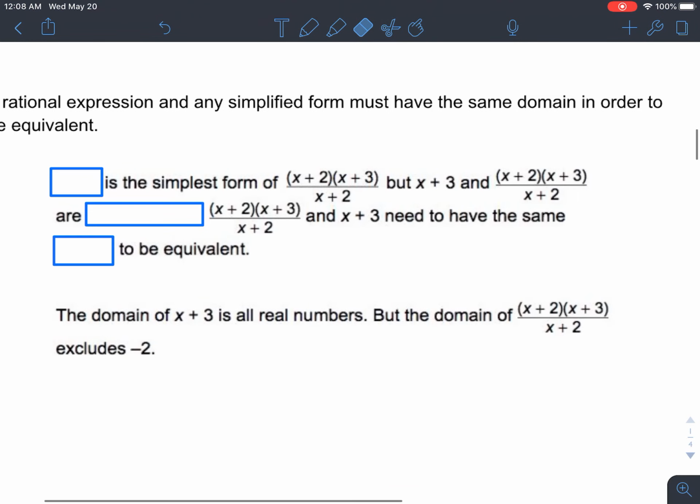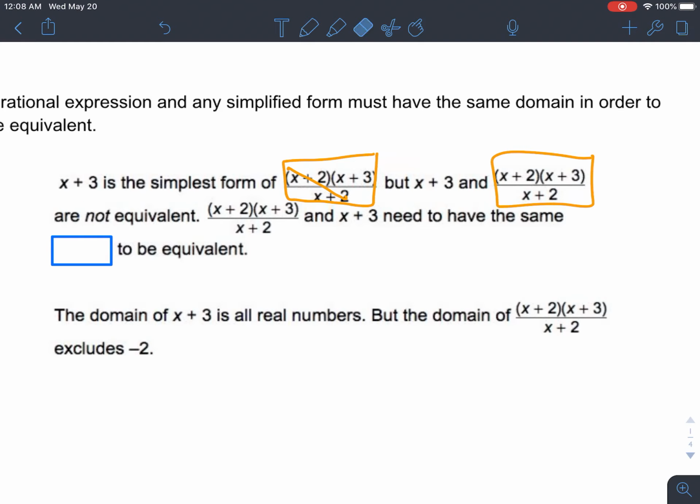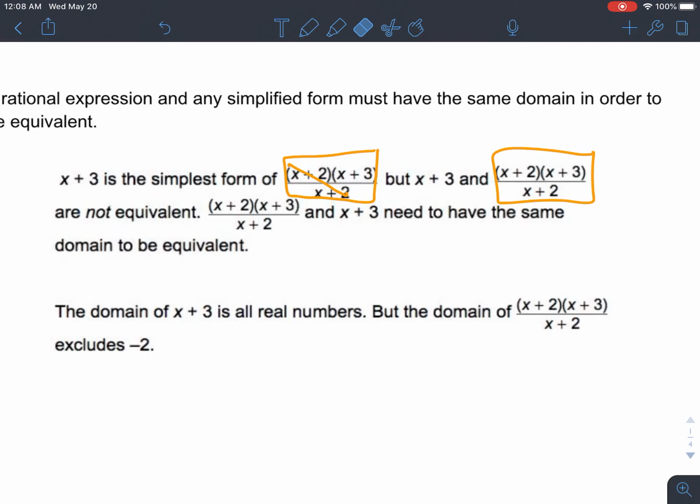Here's another example. So let's look here. The x plus 2's would cancel. So the simplest form would just be x plus 3. But x plus 3's domain is all real numbers, and this thing is definitely not, because x can't be negative 2. So those two expressions are not really equivalent, because they need to have the same domain to be equivalent. So therefore, you'd have to say that x plus 3 is the simplified version of this rational function with the extra part that says, but x can't be negative 2.